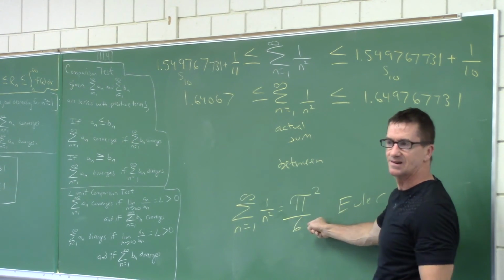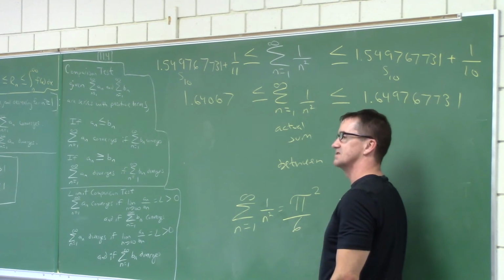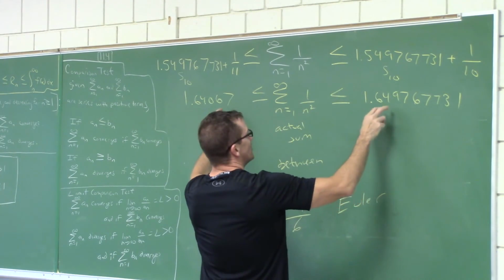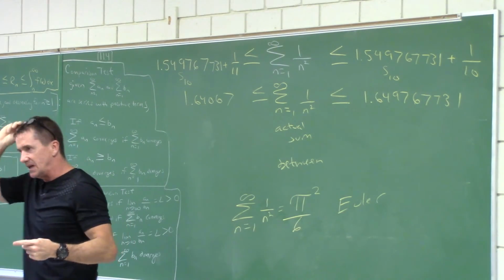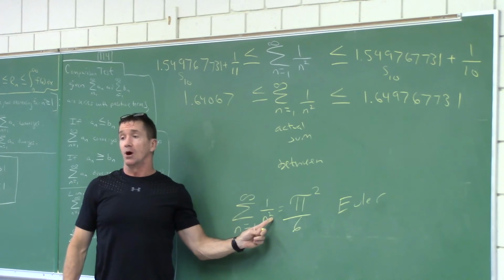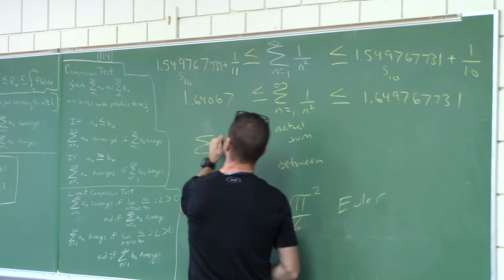Now we hit that on the calculator. What's 3.141592665 squared over 6? What do you get? 1.6449 inside there, right? So do you see the idea? Now you might think, oh, so did Euler figure out 1 over n cubed? No. Has anybody figured this out? Exactly.